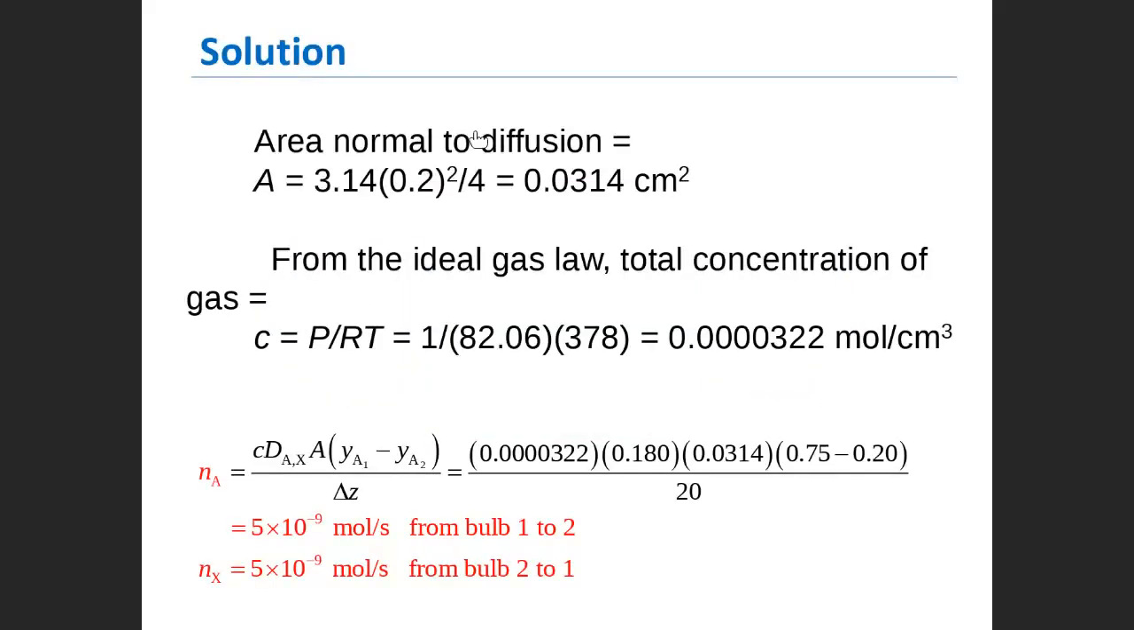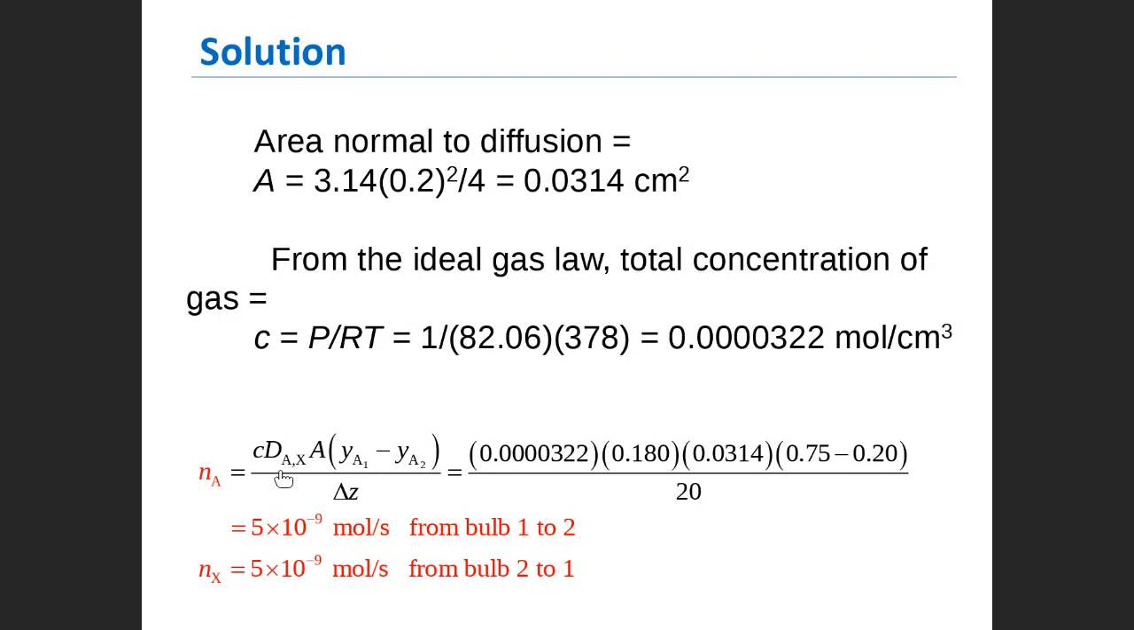If you do that, that area will be 0.0314 centimeters square, and you have to be careful about the units from now on. If you are going to use centimeter, everything else should be centimeter. So the area here is centimeters square. Then in the equation down, okay, we found the A.